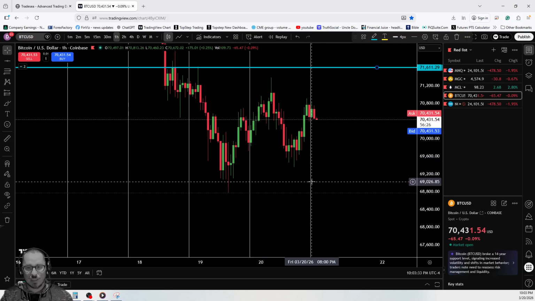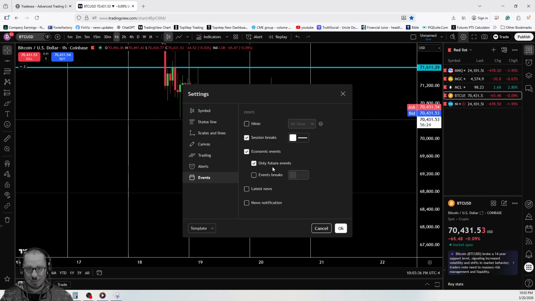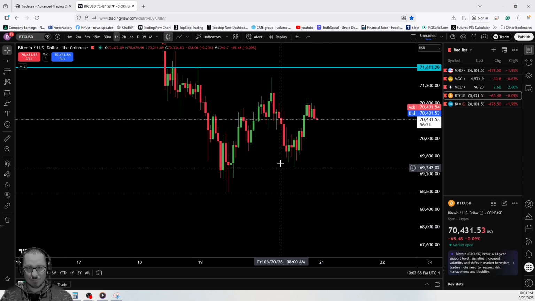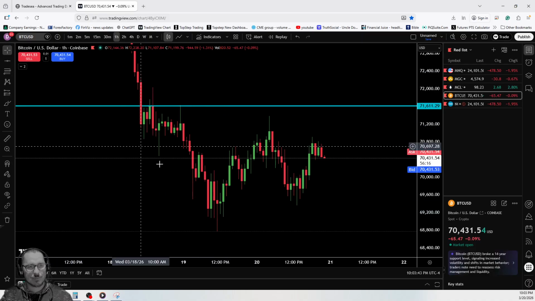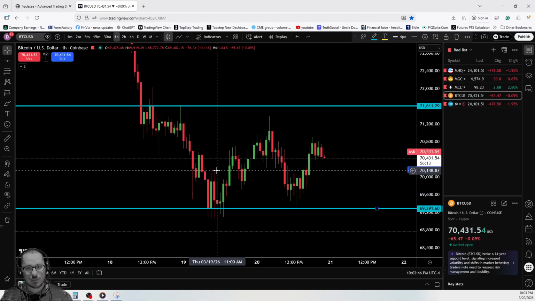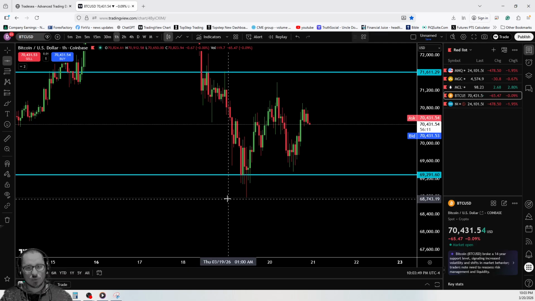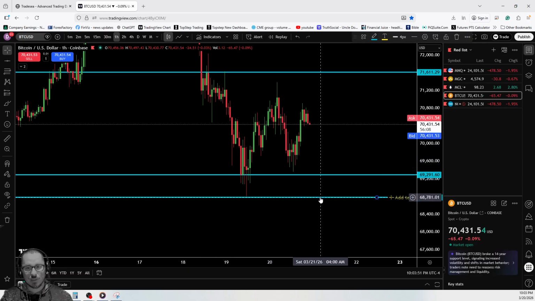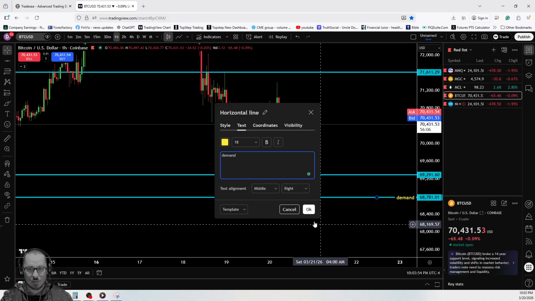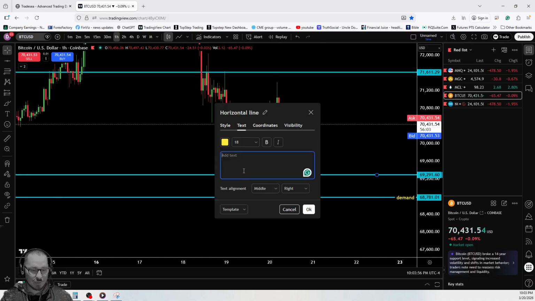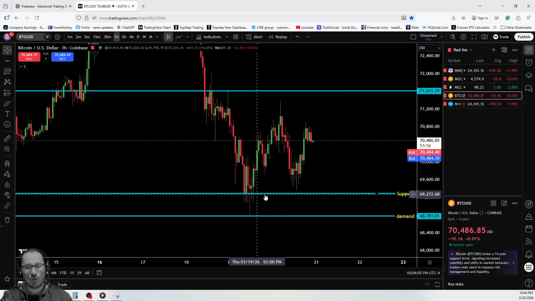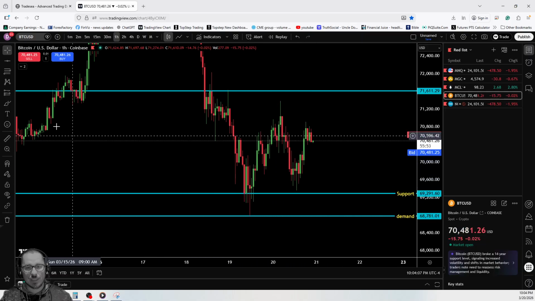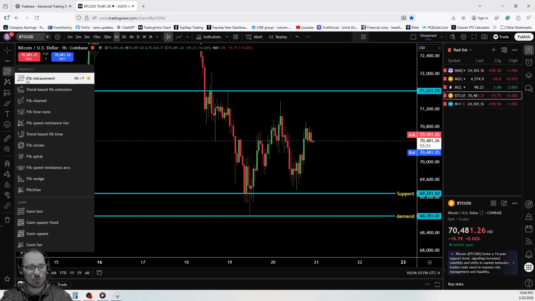Let me erase all these little candles. There you go. All right, so we have supply here, and we have support down here. And then you can see that we had a strong push to the upside right here, so we could call this demand. And we could call this what? Support. Why is it called support? Because we have more data, more bars that actually touched in the zone. So basically, this is creating a buy zone.